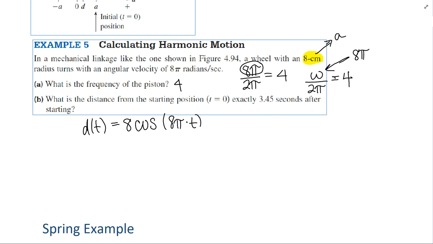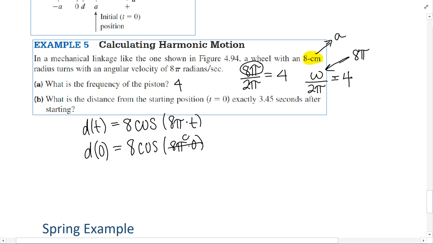So we're going to use this to find the distance at the starting position, which is 0, and then the distance after 3.45 seconds. So we're going to find d of 0. 8 cosine of 8 pi times 0, which is just going to turn into 0. The cosine of 0 is 1, right? So this is 8 times 1, which is 8. So that's our distance to begin with, in centimeters.